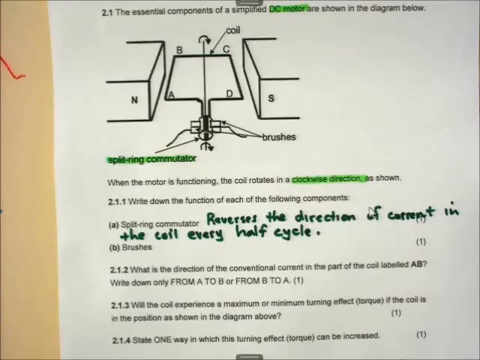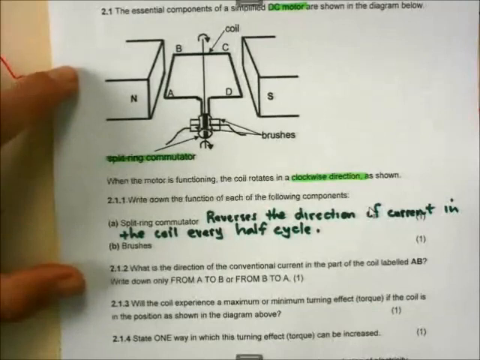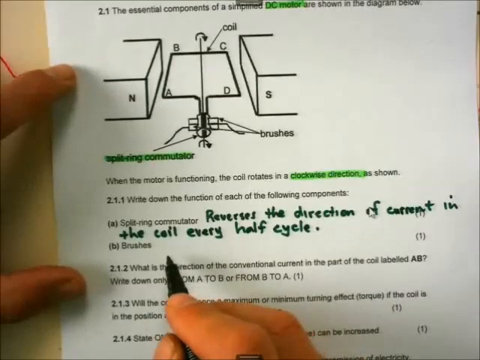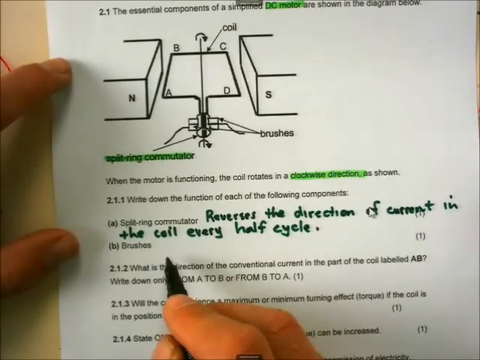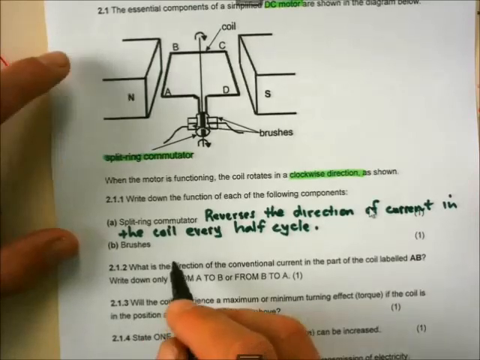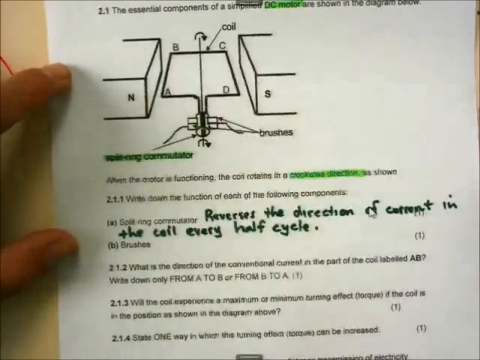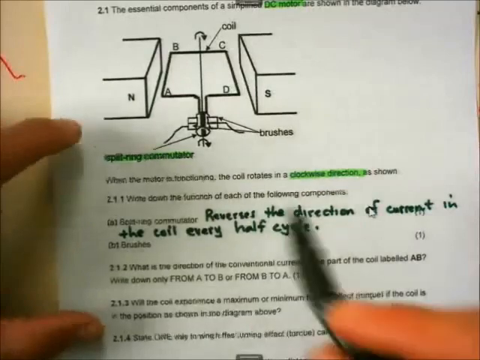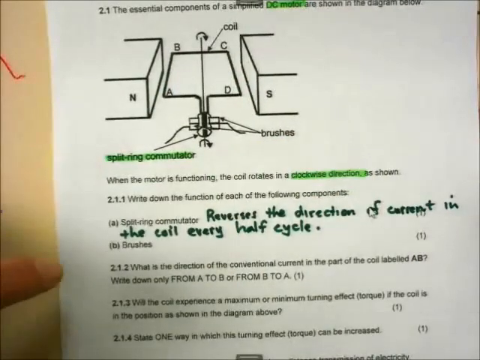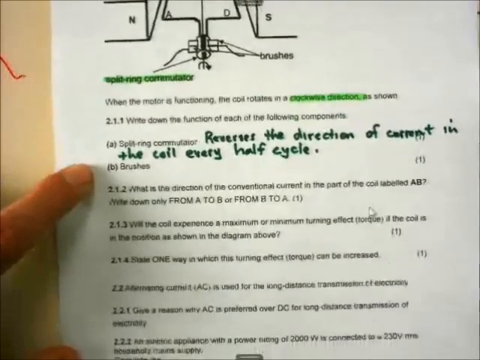Right, what is the purpose of the brushes? All right, the brushes are there to complete the circuit, to make sure there's electrical contact, to allow charges to flow in and out of the coil, anything that refers to a complete circuit. There's many possibilities. Due to space, I'm not going to write them down there. All right.